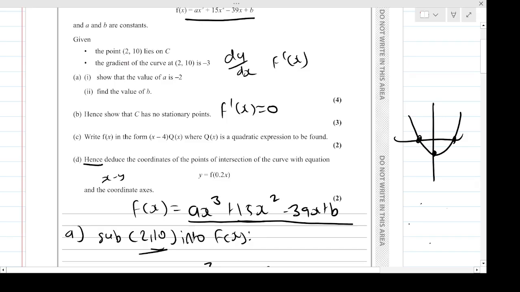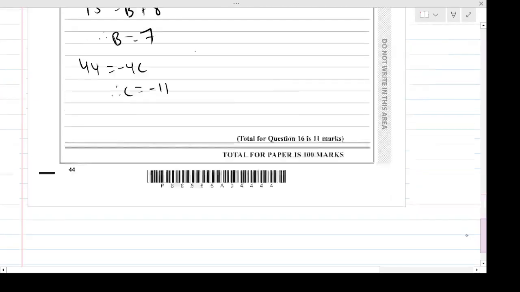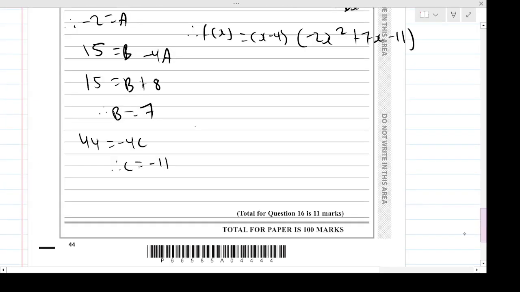So before we deal with f of 0.2x, let's just try and find the intersections of just f of x, the function we have. So let's go down here. Okay, part D.